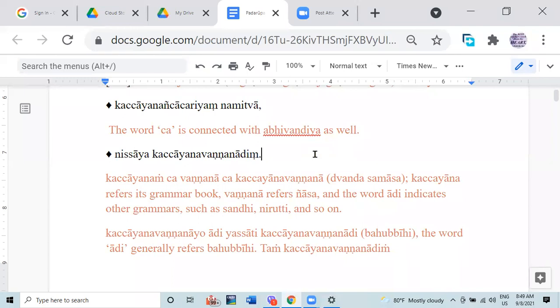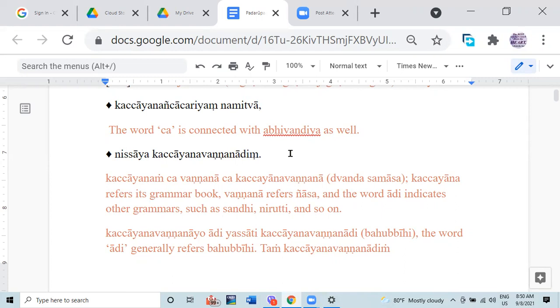So with adi, you check every compound with adi at the end of a compound. Last week I also gave you a reference to the Rupasiddhi Tika. It says pakarana, you see? Kaccayana is one book, Nyasa is one book, the other is one book. So these Kaccayana and so on are names. Names of what? Names of the books.